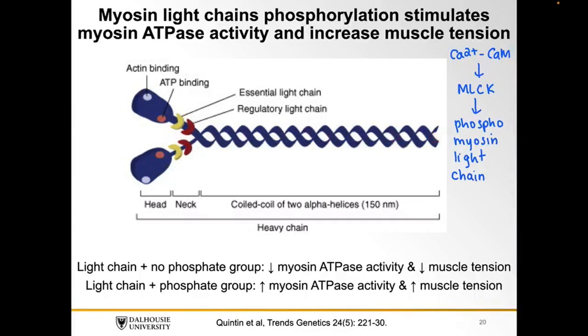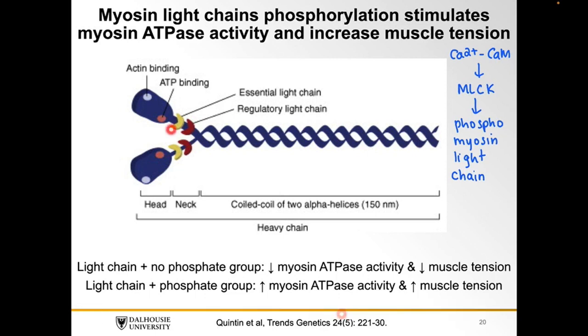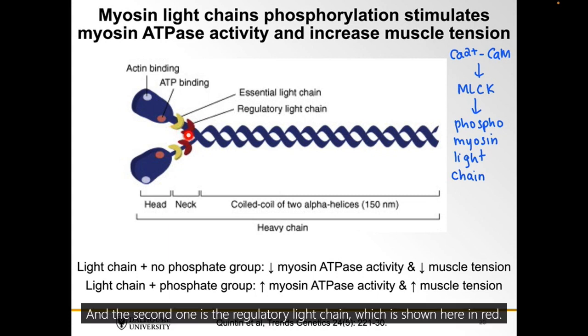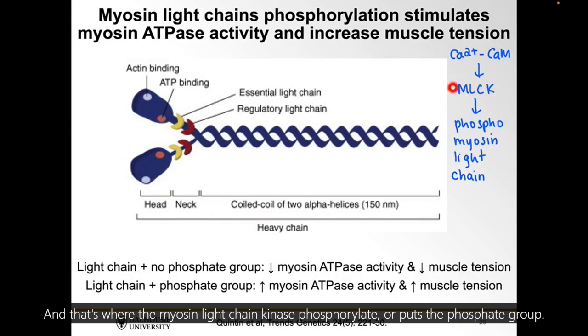But what I really want to bring your attention to is these two molecules that are associated with myosin. These are the light chains. There are actually two light chains. One is called the essential light chain, shown here in yellow, and the second one is the regulatory light chain, shown here in red. And that's where the myosin light chain kinase phosphorylates, or puts the phosphate group.